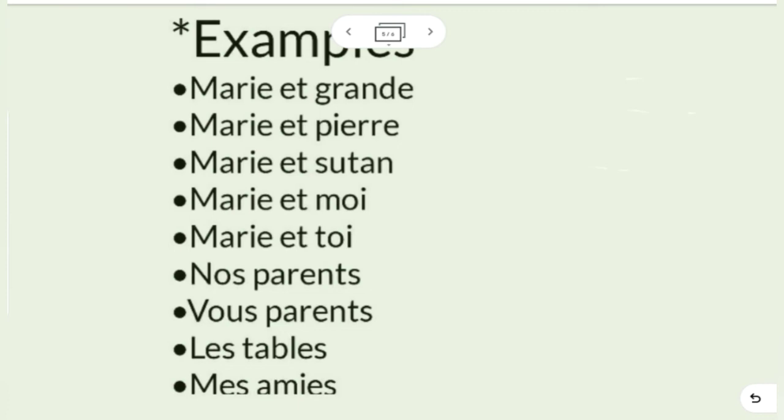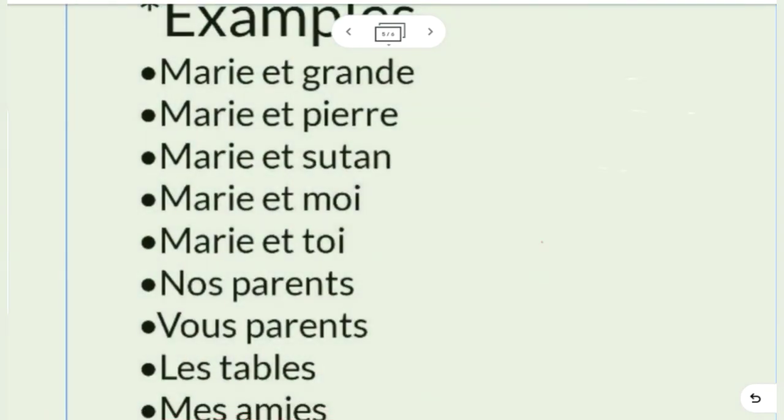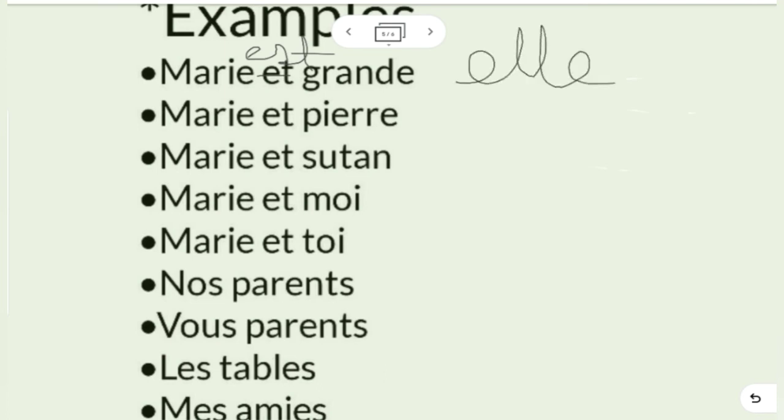Let us see the first example. Marie est grande. Now what do you mean by this? Marie is tall. Okay? There is one small mistake. It's est. So I want you all to just correct that. So when you have one feminine singular subject, okay, then what would you do? ELLE will be the answer.